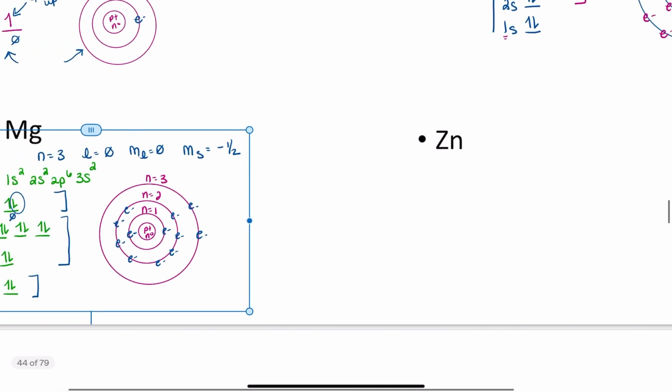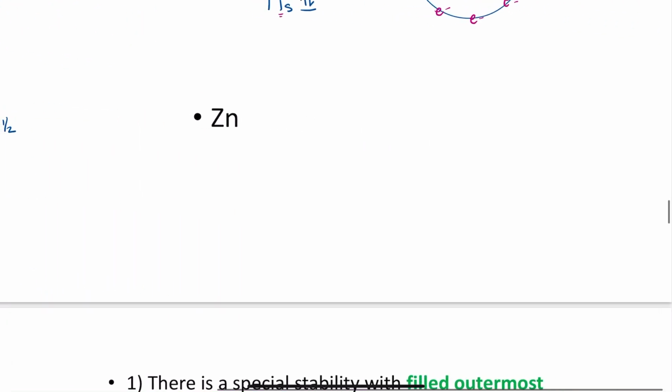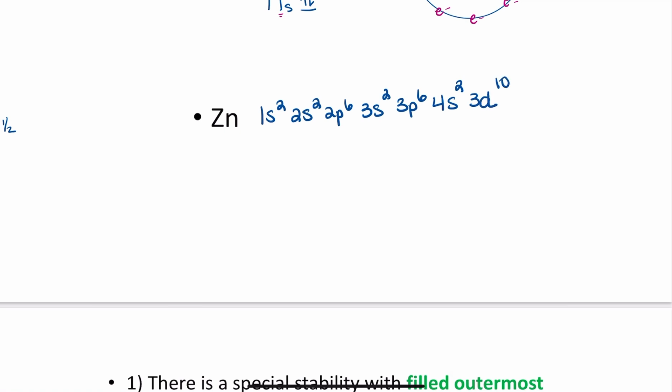And last but not least, for zinc, if I do the electron configuration of zinc, I see I've got 1s2, 2s2, 2p6, 3s2, 3p6. Remember, it goes 4s2 and then 3d10. Okay, so the 4s is filled before the 3ds.